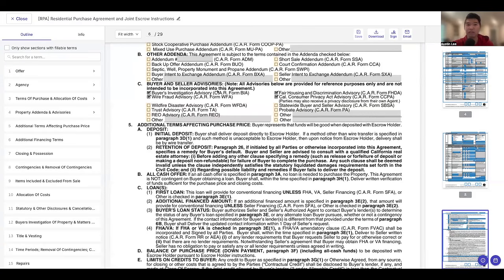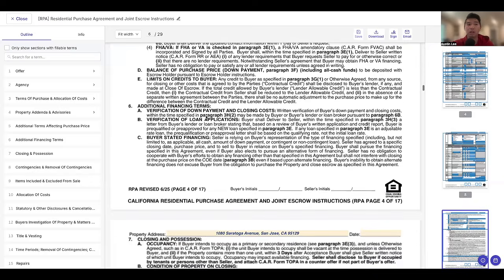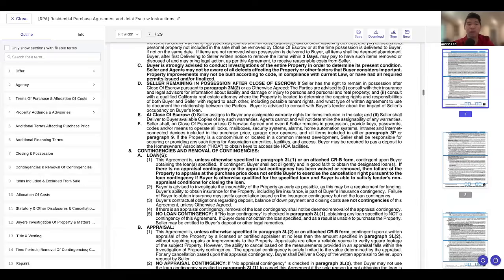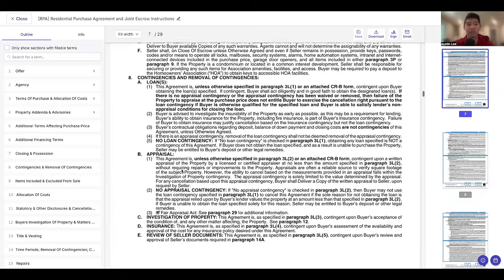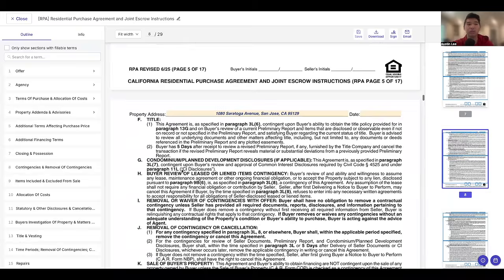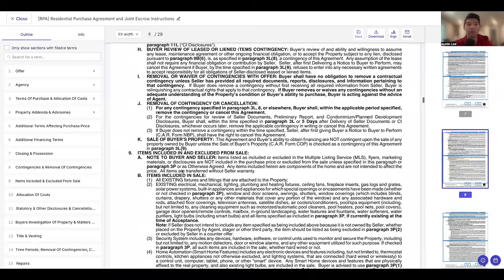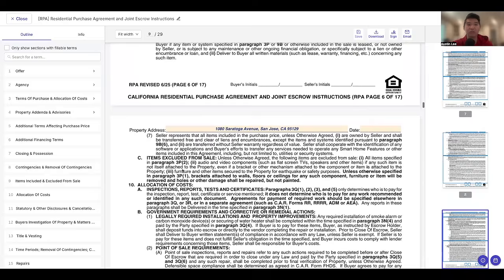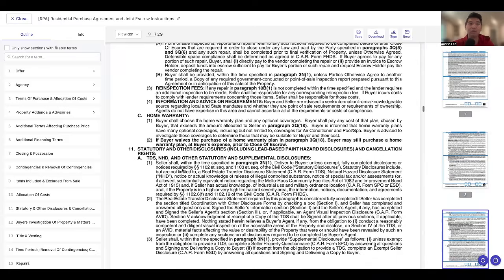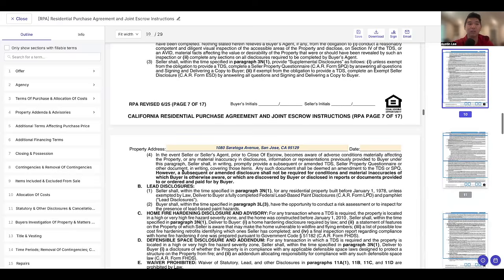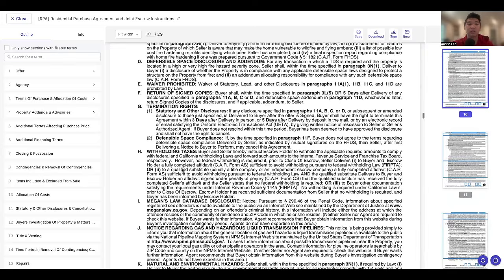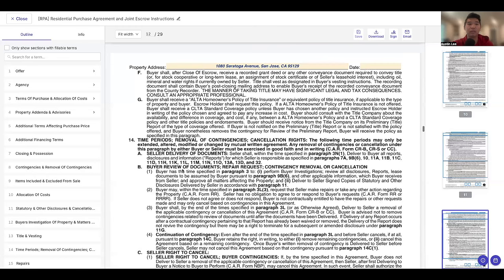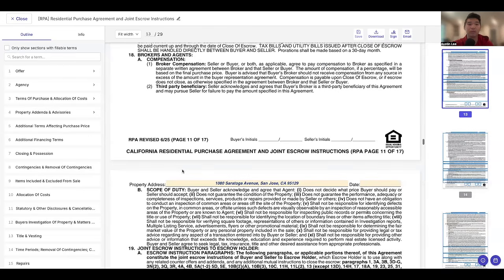Buyer and seller advisories, again, pretty straightforward. And then yeah, the rest of here just goes more in depth about, like you see, contingencies, the appraisal. So I don't want to go over this again. You could read this more in depth on your own time, but I just want to give you a high level of all these. You can see it goes pretty long. Keep scrolling.